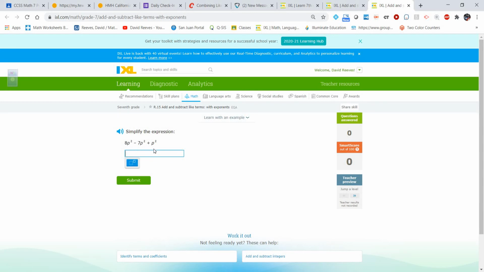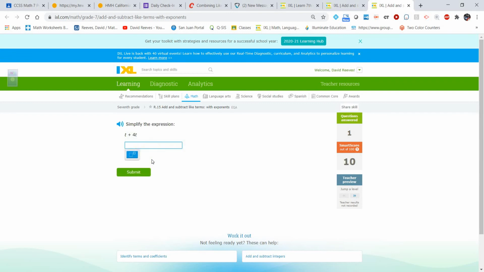So if you take a look at these are all like terms because they are all p to the second power. So what do I have? I have 8 of them minus 7 of them plus 1 of them. Well, 8 minus 7 is 1, and 1 plus 1, I'll give you a second to think about it, is 2, right? So then I'm going to do 2p, then I'm going to press that handy dandy button there and get 2p squared. Isn't that amazing?